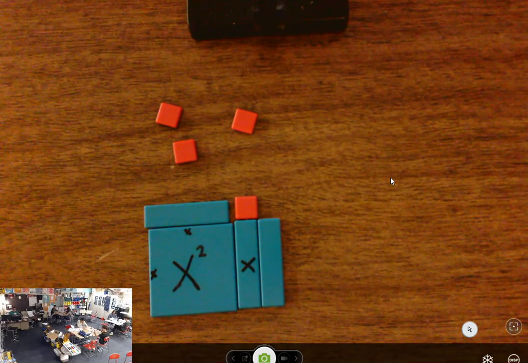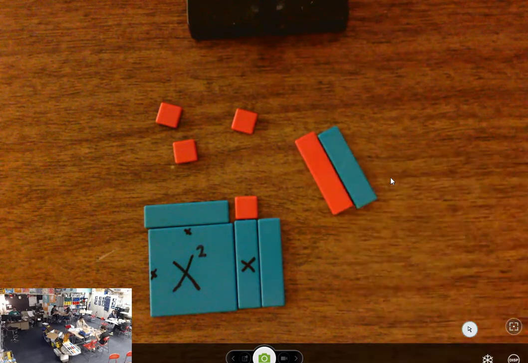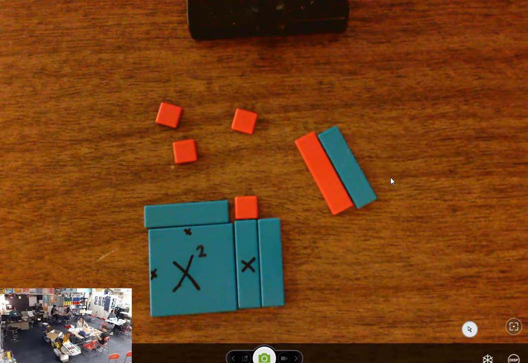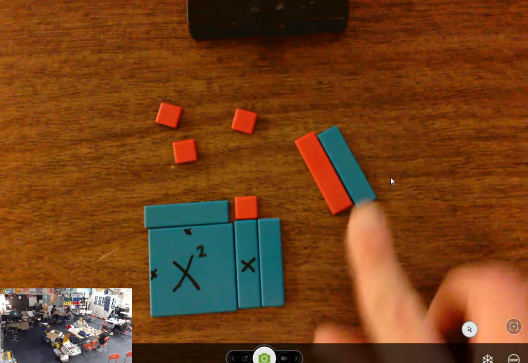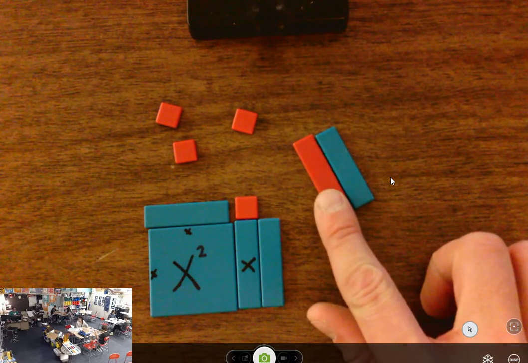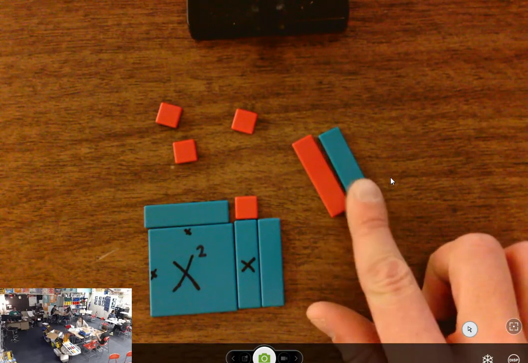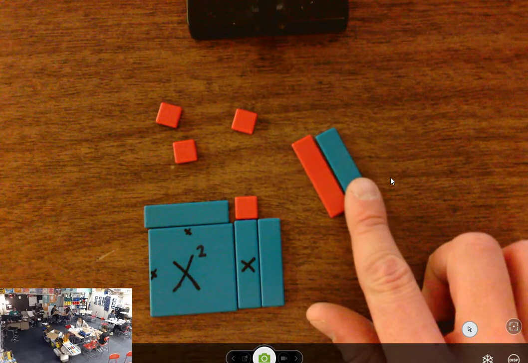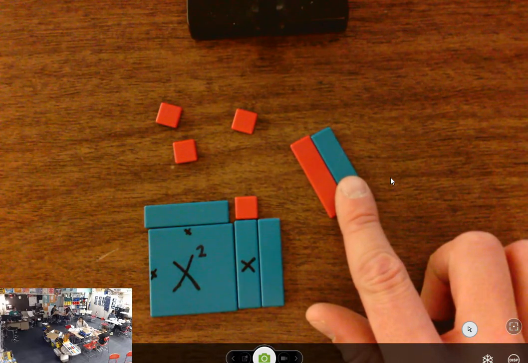So this is what we want, right? What we have shown. If I put in that, is it still what I want? Yes. So this positive x and this negative x cancel out and allow me to use more x tiles.